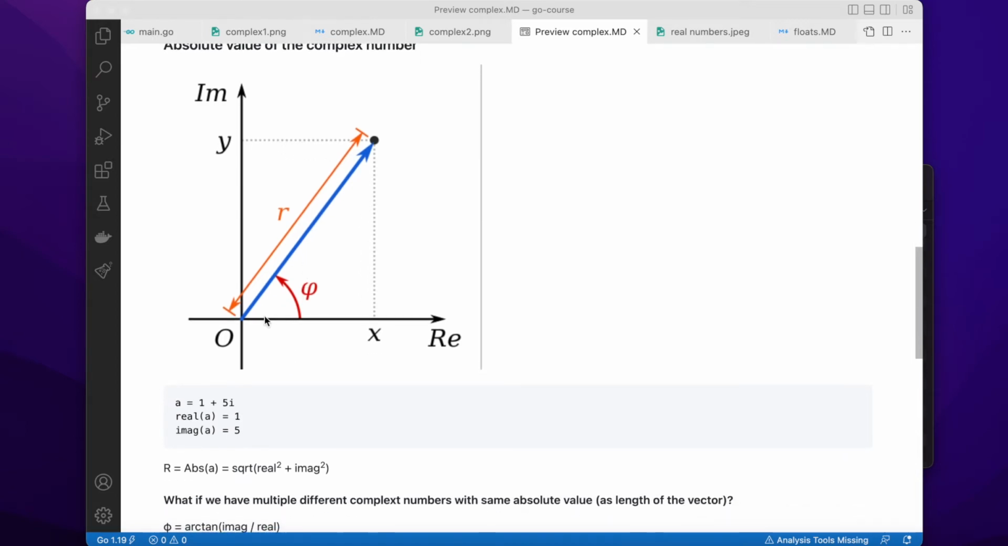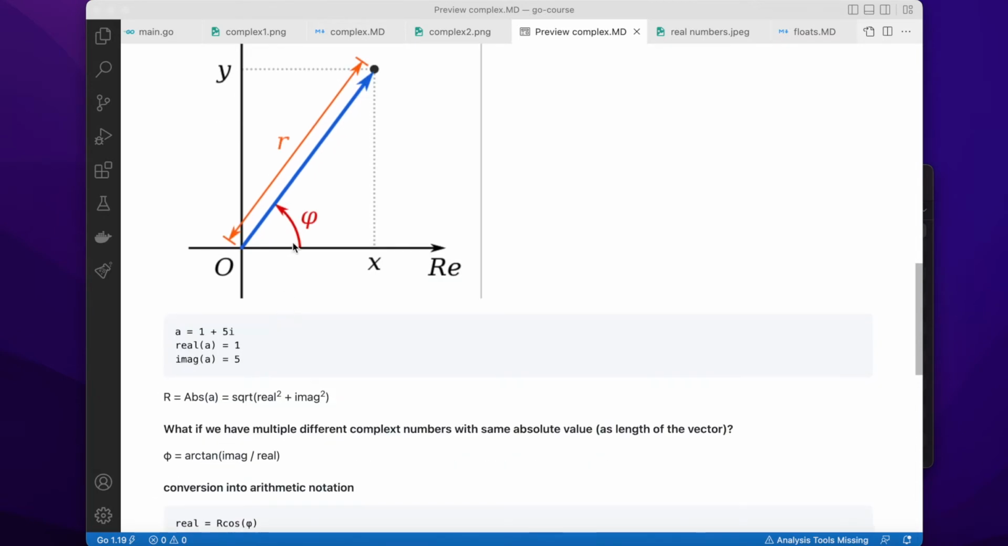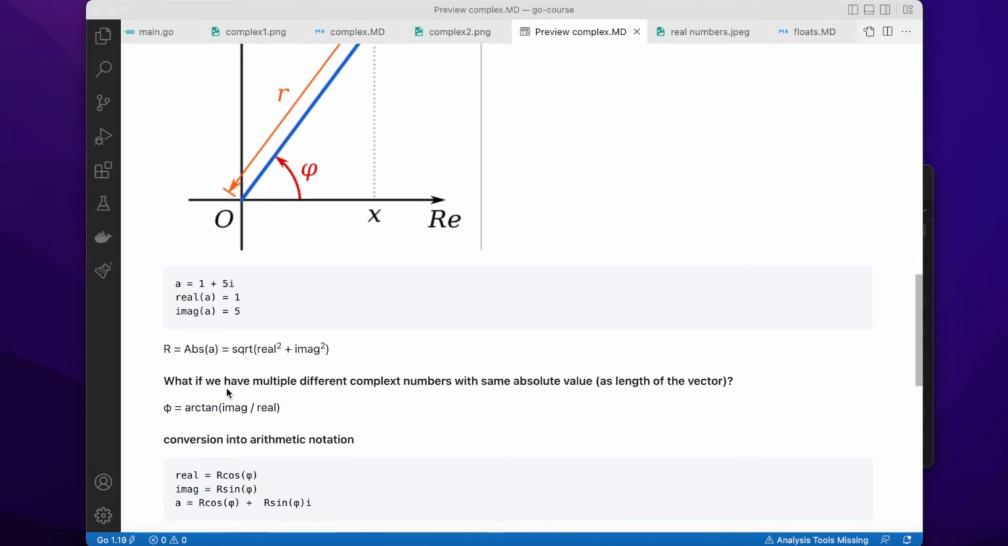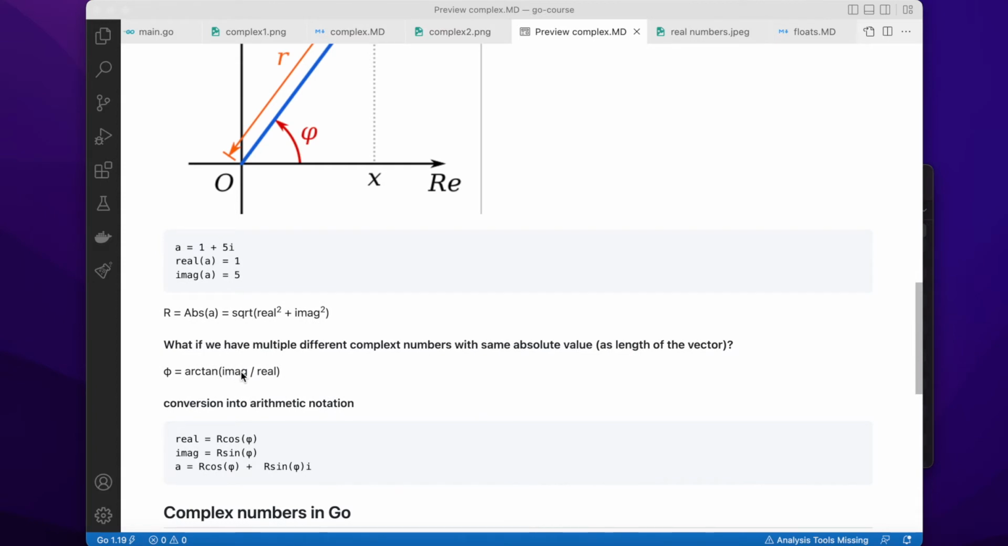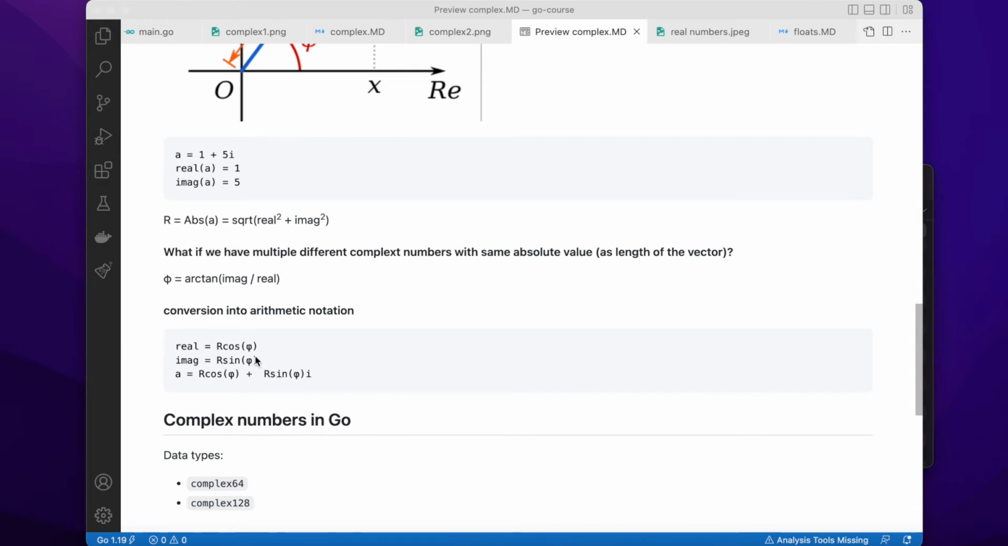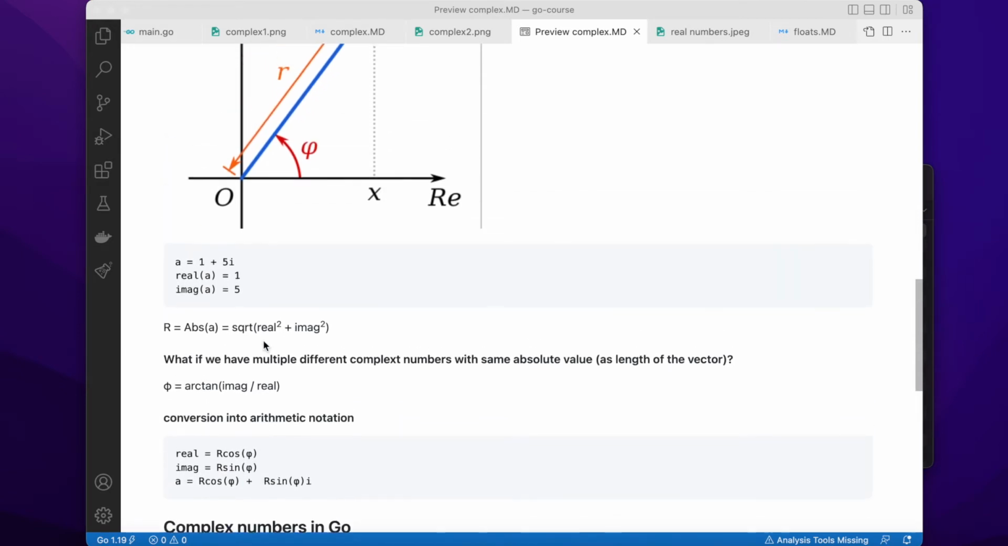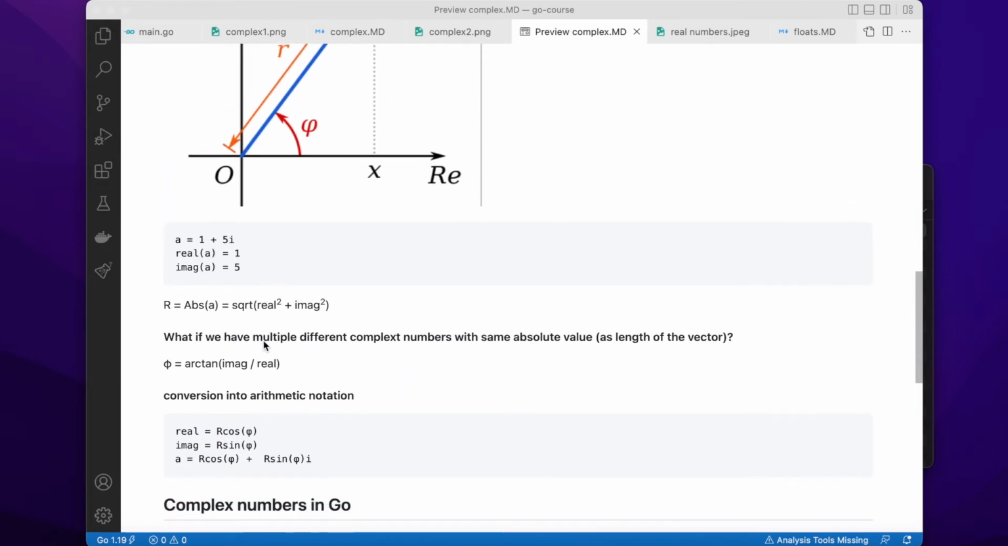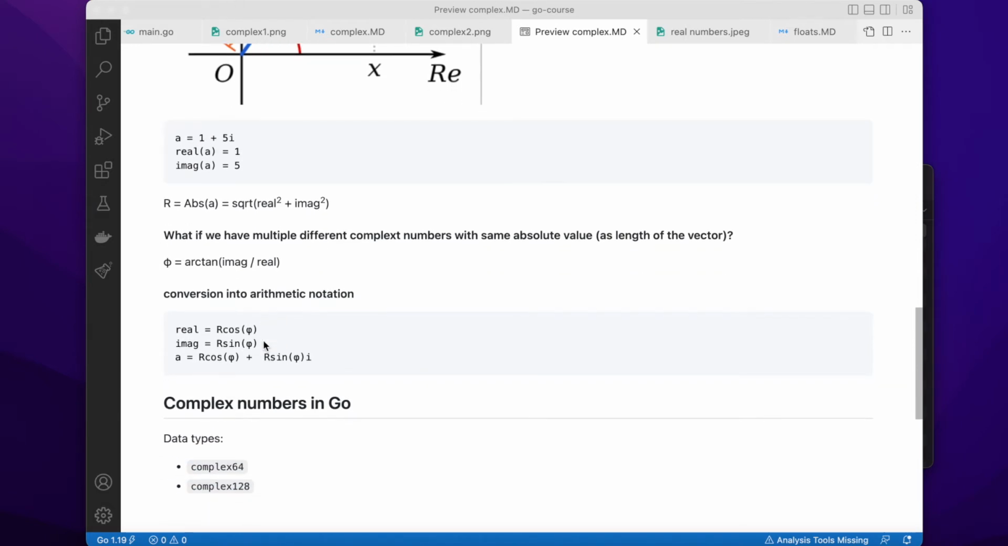In this case, we use phi, the angle between the real axis and the vector. We can calculate this angle simply by using the trigonometric function arctangent of the ratio of the imaginary part to the real part. And if we have this kind of absolute representation of the number, we can also convert it back to the arithmetic representation by using this kind of operation.